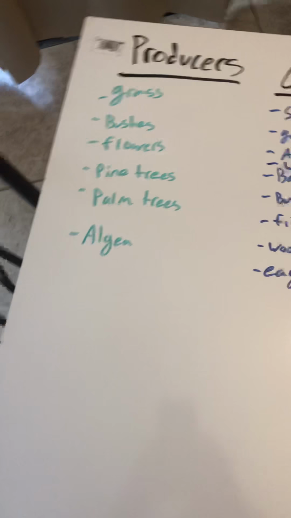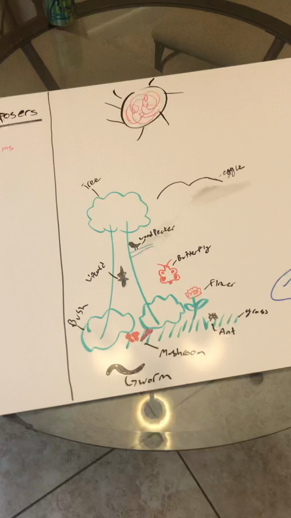Now, this is what you already have. What you are going to work on today is creating something like this picture that I have here. This picture is going to show us how the energy or how the nutrients move within the ecosystem.